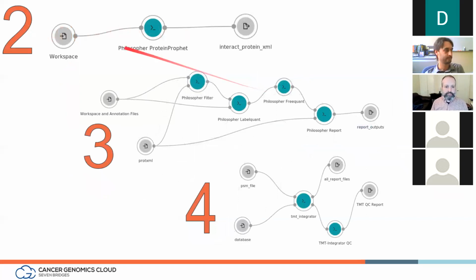The second step is more simplified. It takes every workspace and at the top level does ProteinProphet, and you get one file, which is a protein.xml file. Then you take that output, and again we're going to use the cloud's multiple parallelization to add in annotations, to do Philosopher filter, label quantification, free quant, and then finally report. And then finally, everything comes back together in TMT-Integrator.